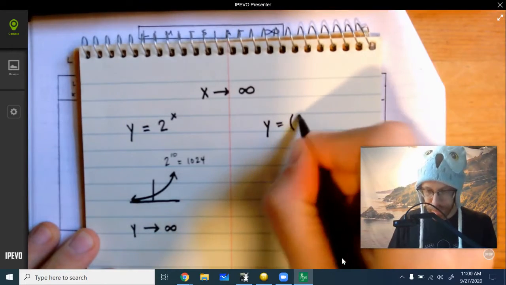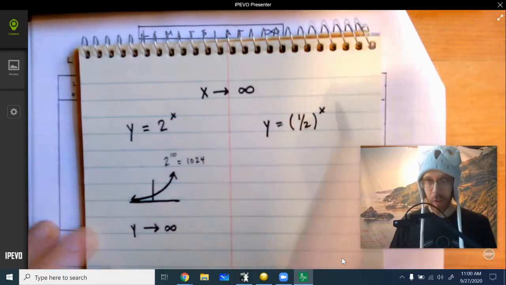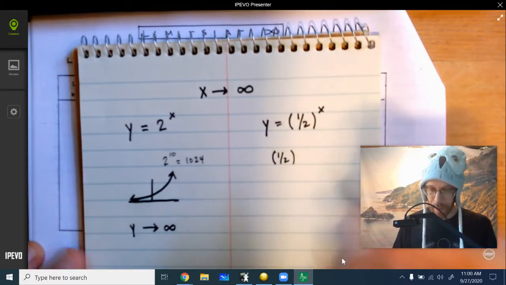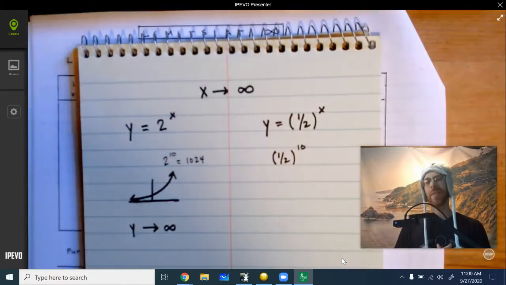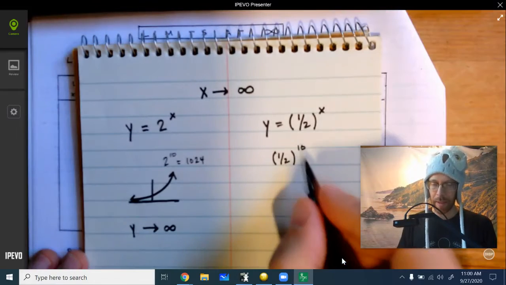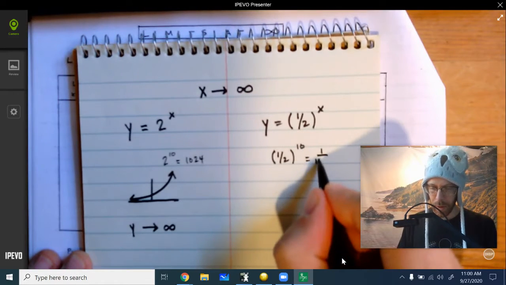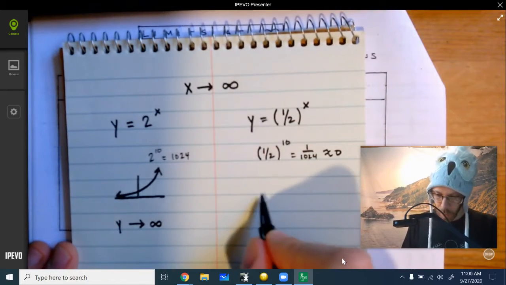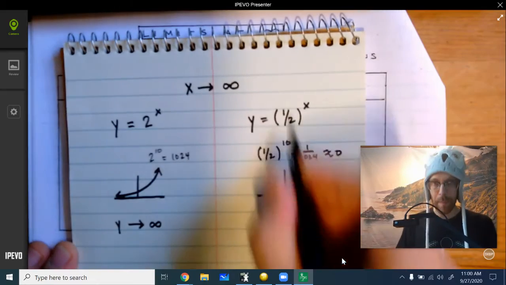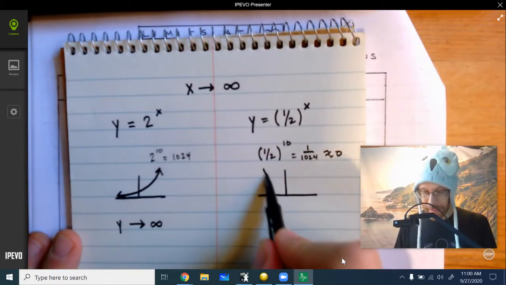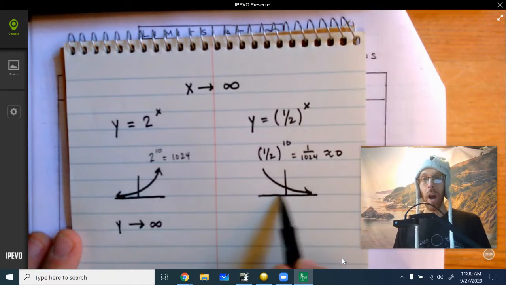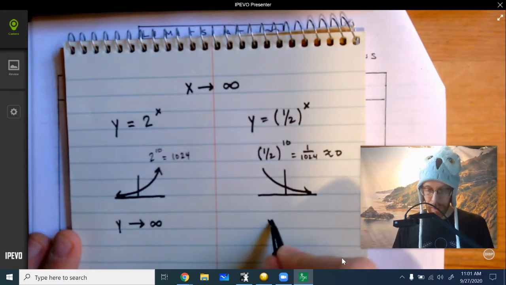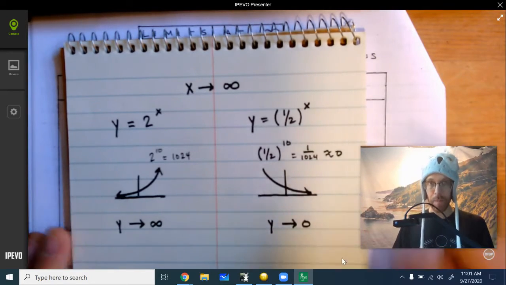In contrast, suppose we're looking at a function like this. Well, if I plugged in a big number for x, and I'm going to pick kind of a lame big number again, I'm going to do 1/2 to the 10th. That would be 1 over 1024, which is pretty darn close to 0. Also, we know that because the base is less than 1, this is a decay function, and decay functions hug the x-axis as x goes to infinity over here. So this would be a function where y is going to 0.